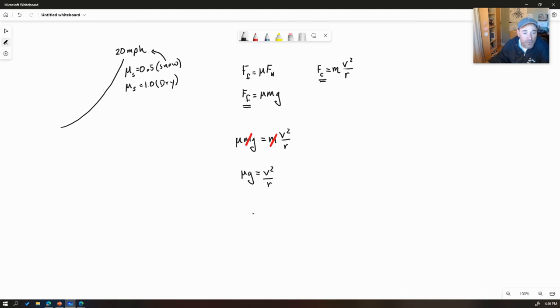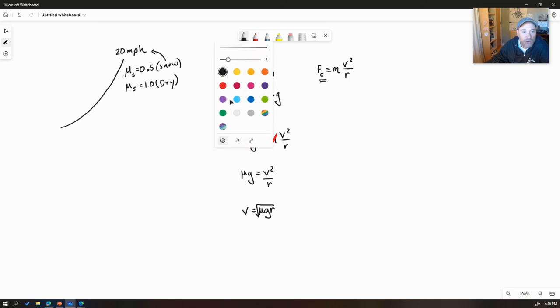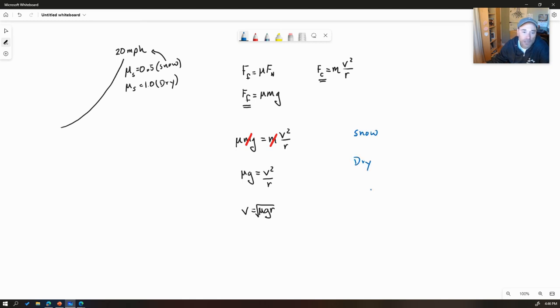So if I solve this for v, I get v is equal to the square root of mu g r. So that's what my velocity is in any case as I go around. Let's break this down into two parts, making sure that we understand what those two parts are. I'm going to do one where it is snowy and one where it's dry, right?